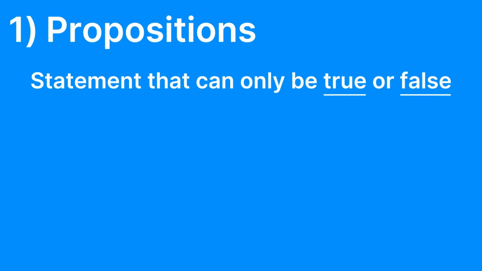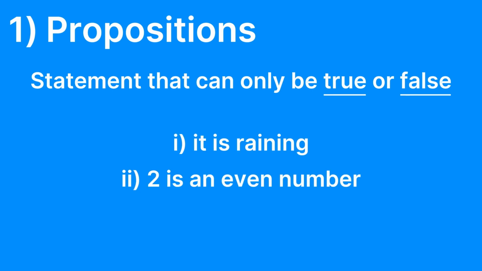Number one, propositions. A proposition is a statement that can only be true or false. If it can't be true or false, it is not a proposition. Examples could be, it is raining, or 2 is an even number.